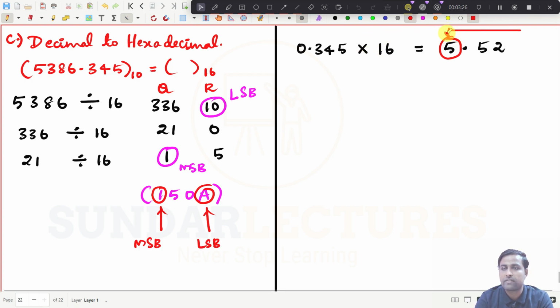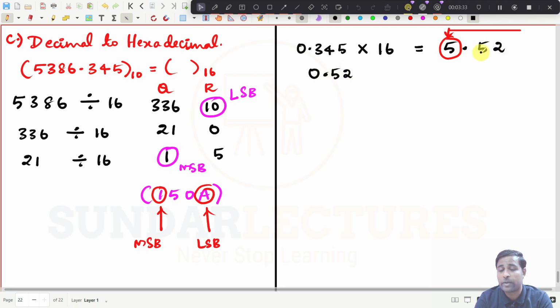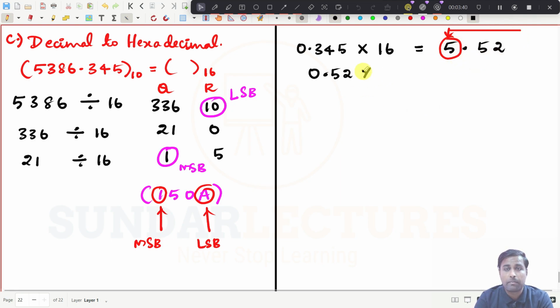You have to take this value out, and the next part, what is the next part? You have to multiply this 0.52. Only take 0.52, not 5.52. Try to understand. This value is already taken out, so I take 0.52, multiplication of 16, and I am getting 8.32.